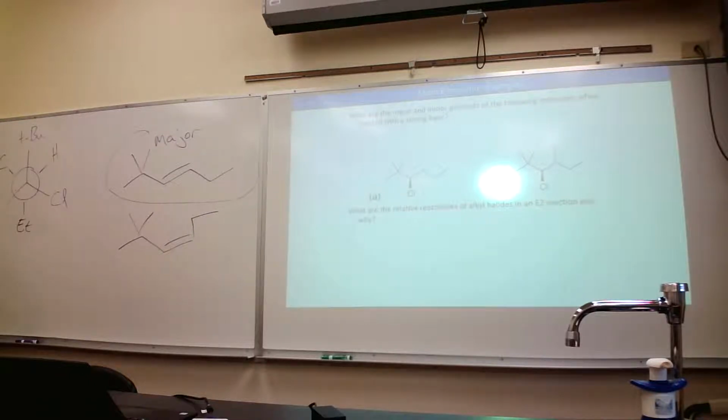Now all of a sudden we don't have two choices. We only are going to make one product because there's only one hydrogen that we can remove, and it has to be anti-periplanar. And so this all gets twisted over, we get our hydrogen in the right spot, which puts our methyl group down, our ethyl group next to the T-butyl group.